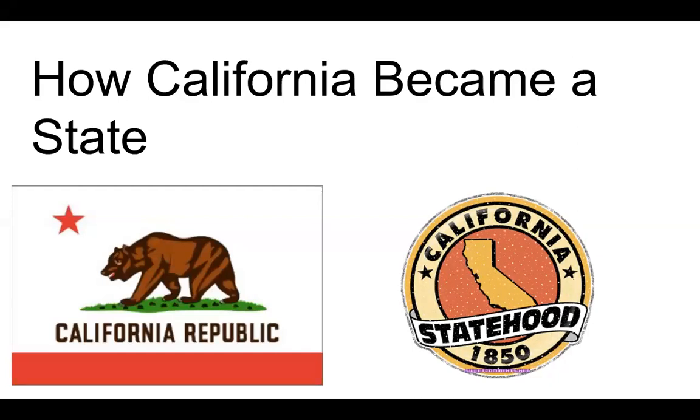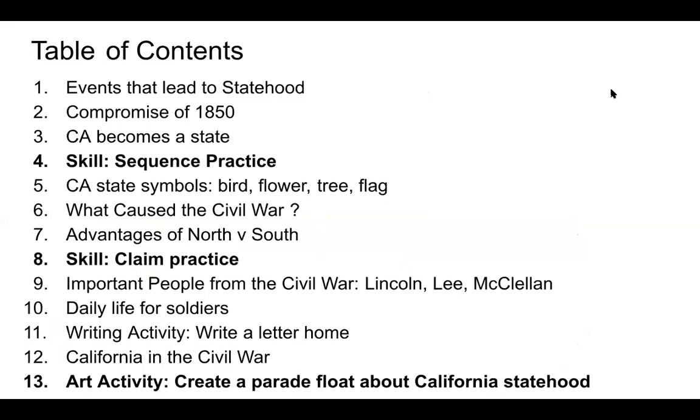This one is all about how California became a state. So we'll be taking a look at what happens before we become a state, what that process looks like, and how that was impacted by the Compromise of 1850 and the Civil War. So lots of ground to cover. And you can see I've bolded the skills that we're going to be working on today. So a little chronology and sequence practice, some claim practice, and then an art activity at the end.